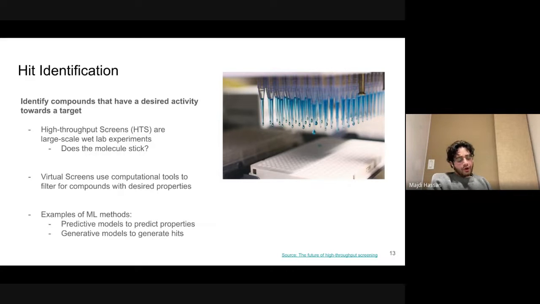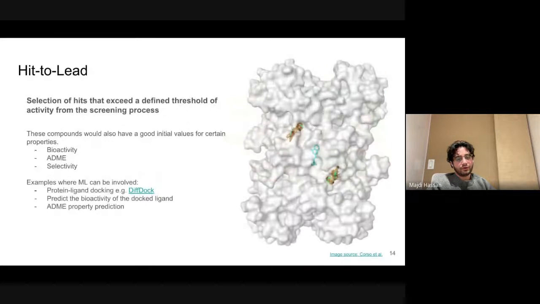So we've identified about 1,000 compounds that might be possible hits to a protein of choice, and we move on to refining that candidate pool even further and filtering it down. So we move on to a hit to lead phase, where now we have a defined threshold of activity that we would like our compounds to meet. Maybe we'll take the top 100 compounds that have the best activity, but we also want to balance out other profiles. Bioactivity is essentially how active the compound is towards the protein target.